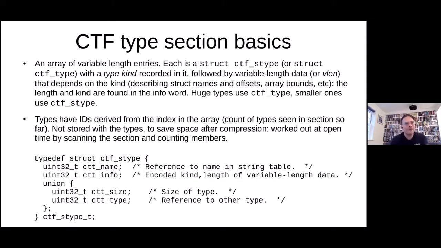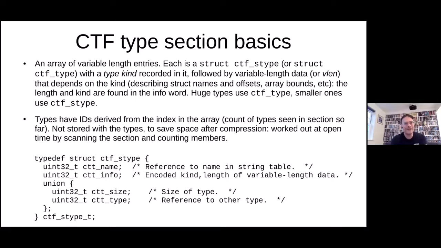So what does the type section look like? This is the most important section in the file, obviously, or in the dictionary, I should say. It's just an array. The length of each array entry is variable and includes its own length, but does not include any kind of identifier for each type. When you open the file, you have to walk through the array and associate an offset with each array element, so you can tell which type is which.